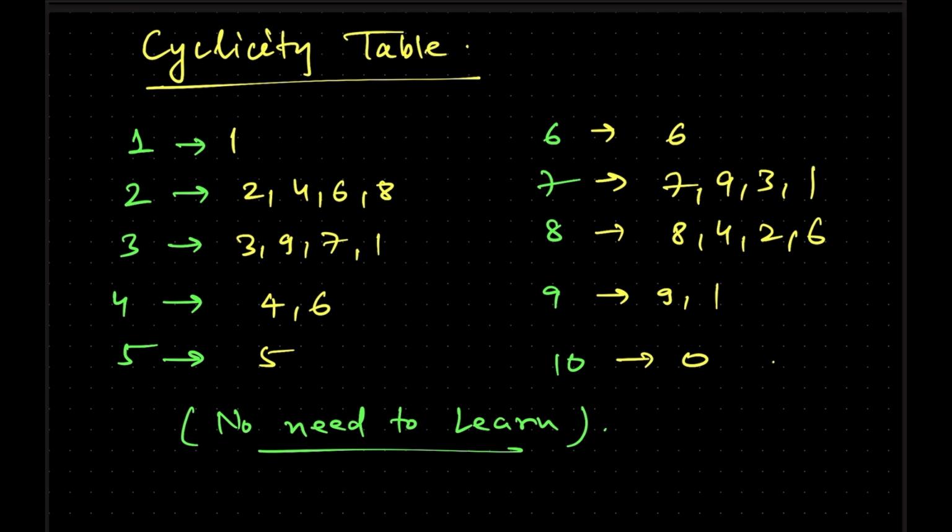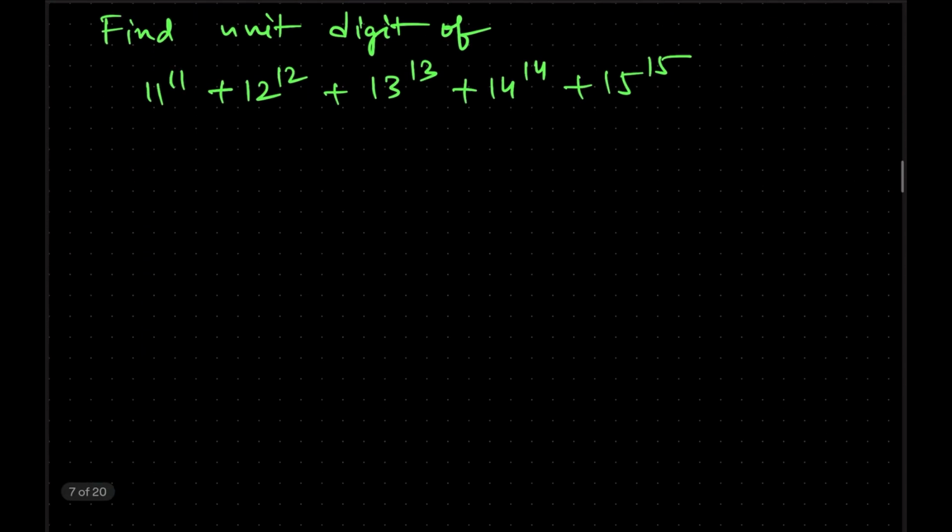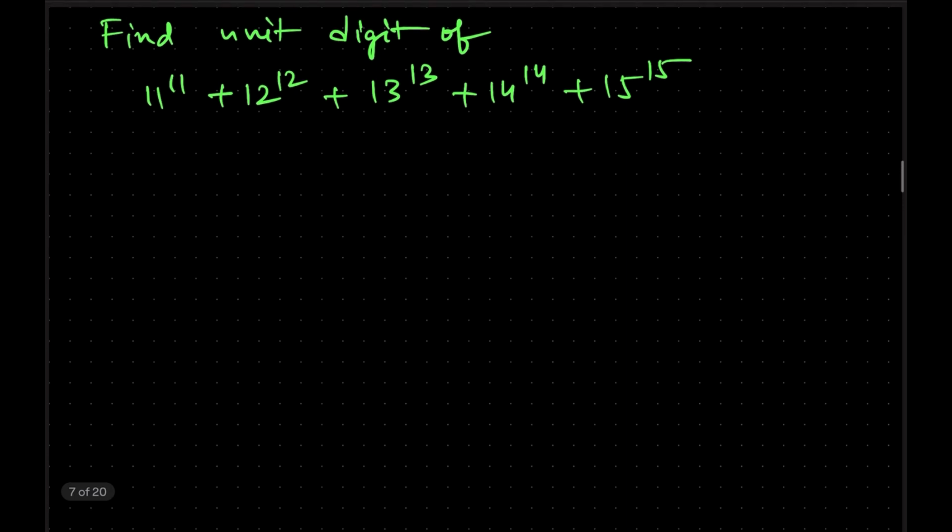We don't need to learn them, because in a question we will anyhow have sufficient time to see the last digit. So this is the question I will try to solve, and it will clear most of your concepts. Let's see how to deal with such questions. Here we have 11 to the power 11, 12 to the power 12, so it is a sum and we have to find the last digit. For unit digits, you don't have to worry about the tens place digit, so just eliminate that.